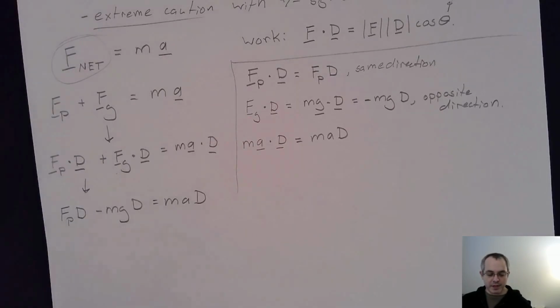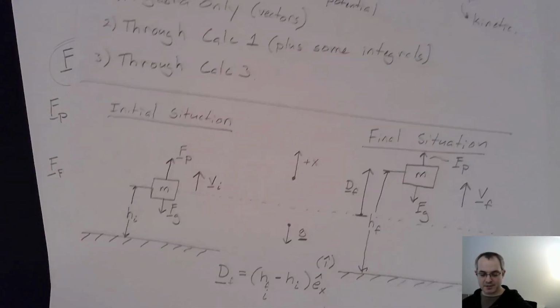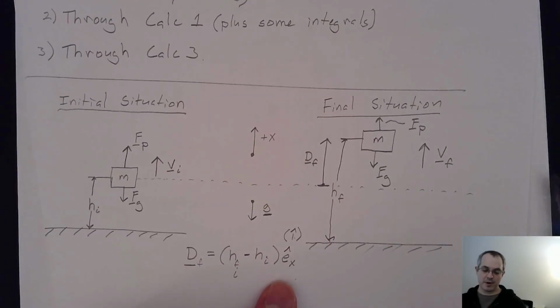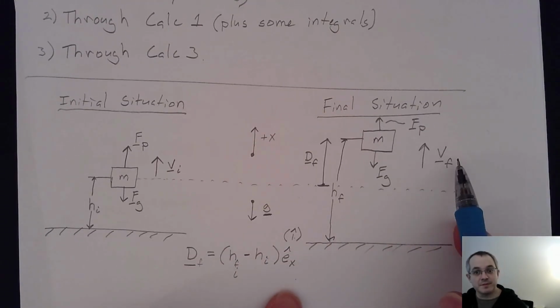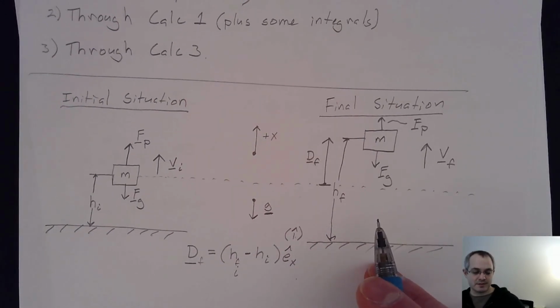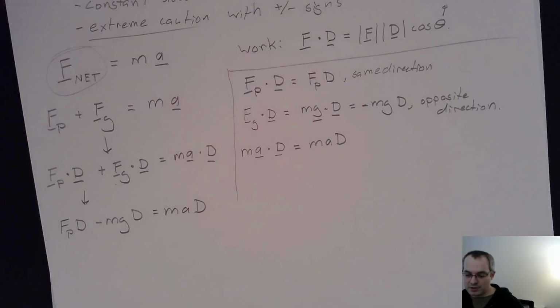Now, what we would really like to do, this is fine, but it doesn't really look much like energy conservation. What we would really like to do here is get, instead of D and instead of A, things in terms of variables that appear in our picture. We would like it to be in terms of V for velocity and H for location, for how high up the box is. So let's make our way towards doing that.